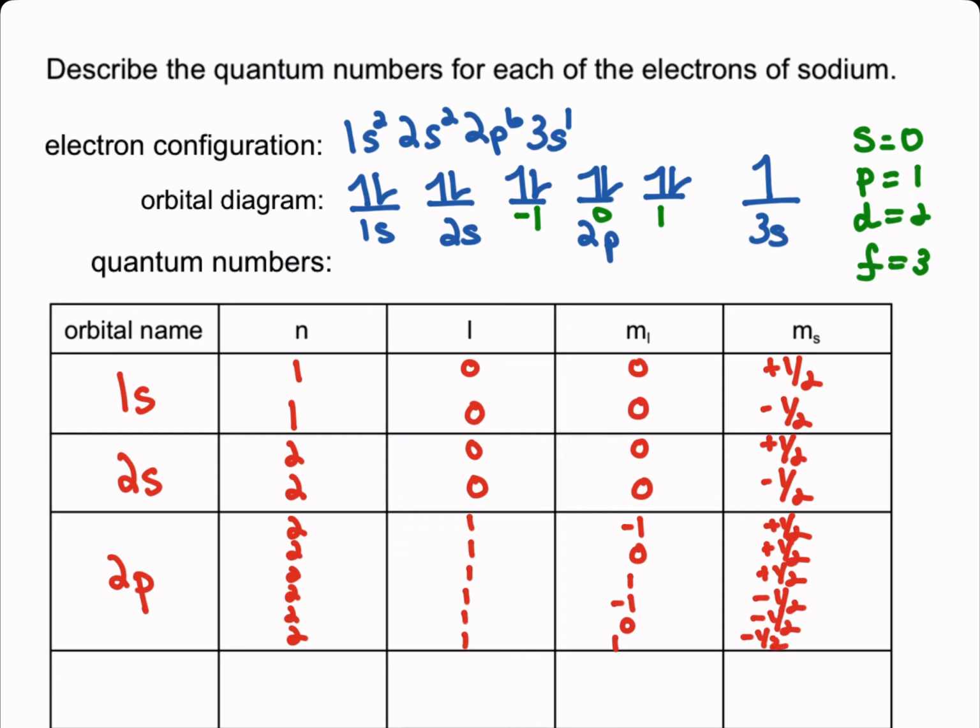Then we have the 3s electrons. There's only one electron in 3s. The principal quantum number is 3. It has the shape s, so we say l is 0. It's in only one subshell, so ml is 0. And it spins up, so we say positive 1/2.